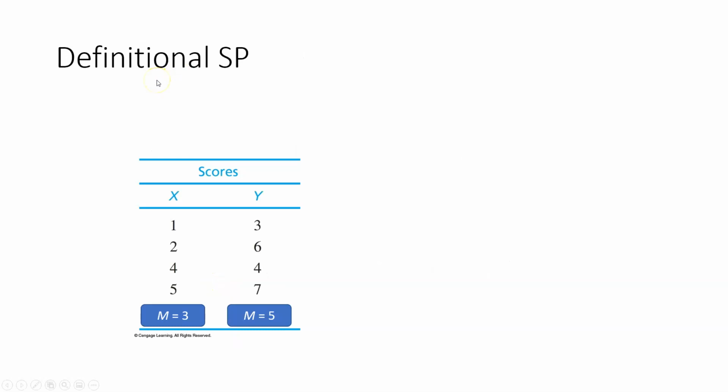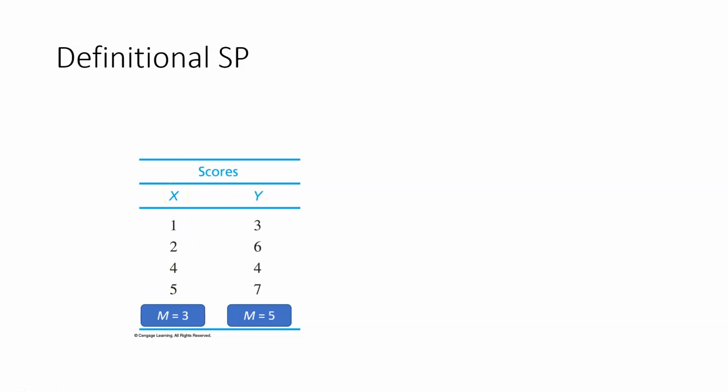Let's walk through an example of computing the sum of products using the definitional formula. Let's imagine that we had 4 people: 1, 2, 3, 4. These are also the scores for those same 4 people on another variable: 1, 2, 3, 4 people. These are the scores on the first variable. These are the scores on the second variable. It doesn't matter what these are. You can call them anything you want.